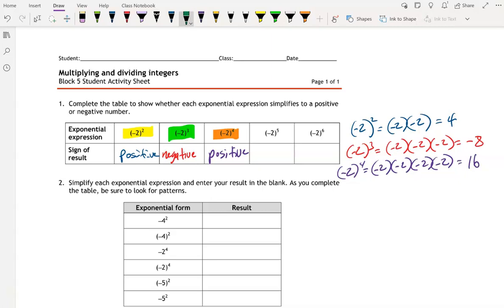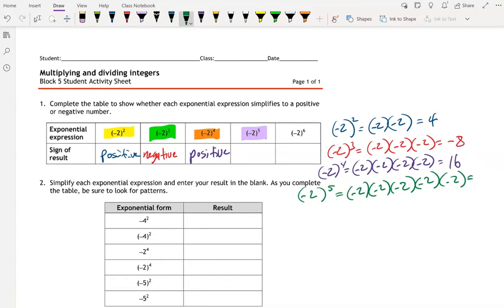All right, our next one is negative 2 to the fifth power. That's negative 2 inside the parentheses to the fifth power. Negative 2 times negative 2 times negative 2 times negative 2 times negative 2. We have an odd number of negative signs, so that means our answer will be negative. And what is that? 2 times 2 is 4, times 2 is 8, times 2 is 16, times 2 is 32. Negative 32.